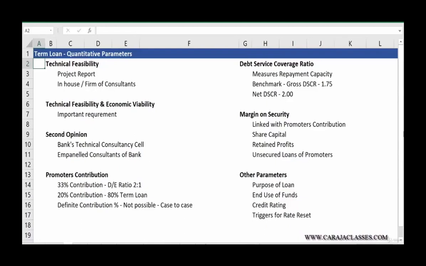Next, let us look at the quantitative parameters related to term loans. First one is technical feasibility. When business entities go for long-term project, they will fund the project with term loan, and the balance portion they'll use their margin money. This is what generally happens in the industry.